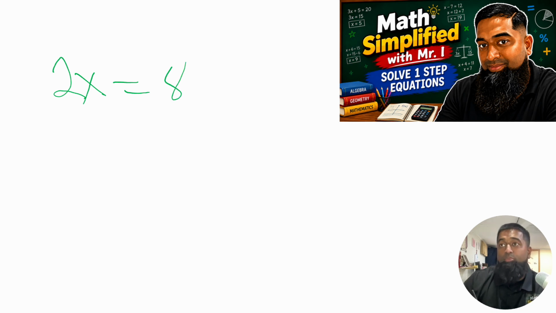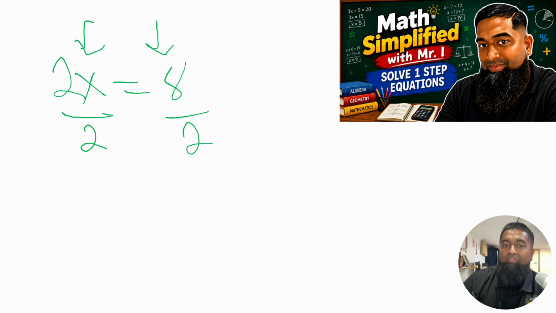Now this is a one-step multiplication, and the opposite is division. If you multiply by 2, to get rid of it you divide by 2. To get rid of it here, you divide by 2. What you do on this side of the equal sign, you have to do on the other side of the equal sign. 2 divided by 2 is just x. 8 divided by 2 is 4.